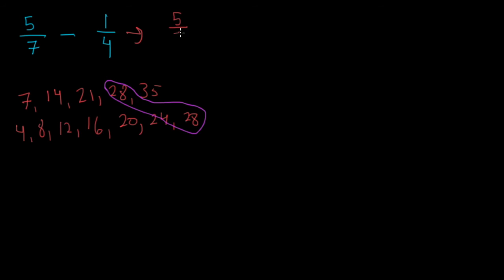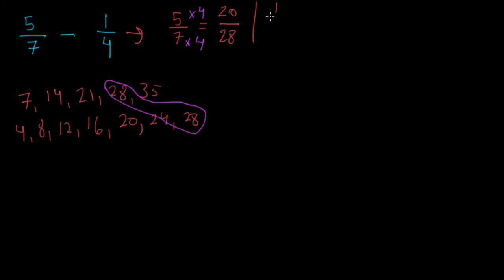So 5/7, we need to have a denominator of 28. So we need to multiply the bottom by 4. 7 times 4 gives you 28. So you also need to multiply the top by 4. Whatever you do to the bottom, you have to do to the top. So 5 times 4 is 20. So we have 20 out of 28.